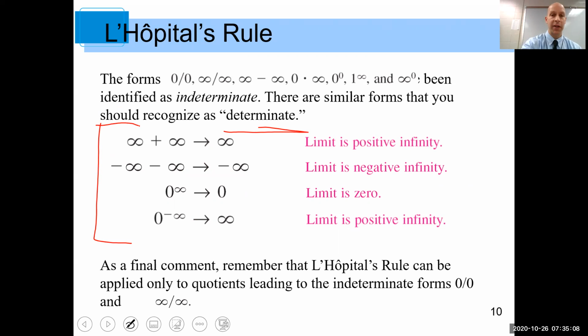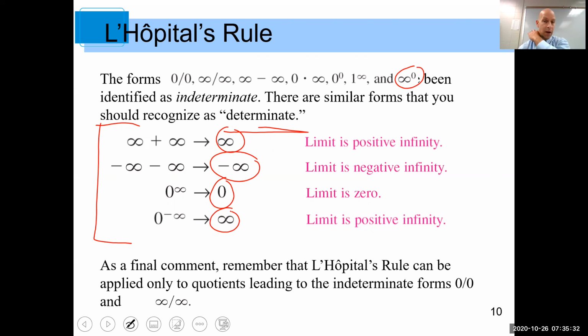I'm telling you infinity plus infinity tends to infinity. Negative infinity plus negative infinity tends to negative infinity. 0 to the infinity is 0. Now notice up here I said that infinity to the 0 is indeterminate. And 0 to the negative infinity tends to be infinity.